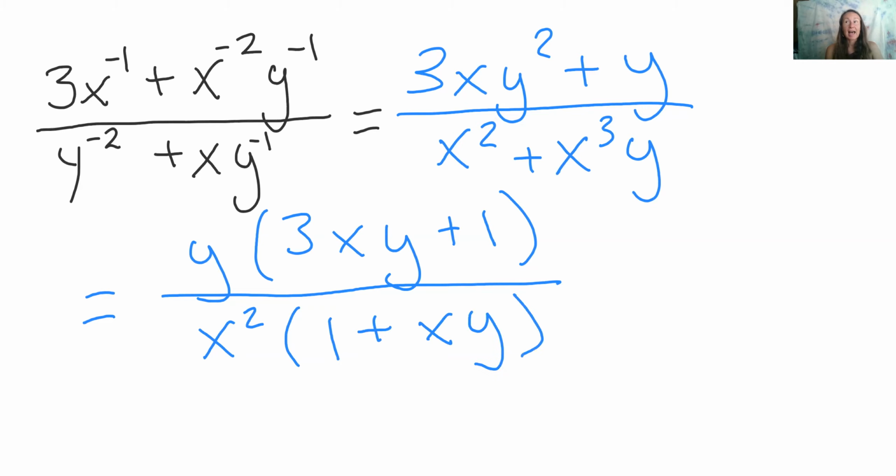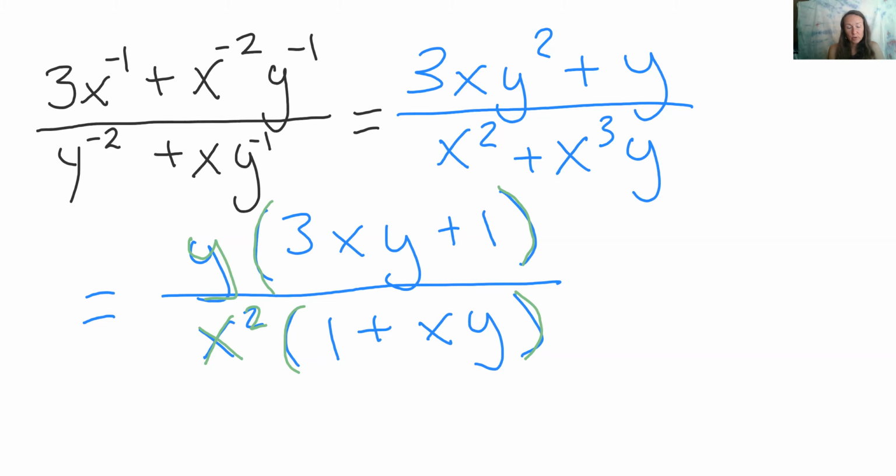Right. And now we look at what we've got. We don't have any common factors here. Let me just highlight what our factors are. This whole thing right here is one factor. This whole thing right here is one factor. And then we've got two factors of x and a factor of y. So we have no common factors, so we can say we've completely simplified our fraction.